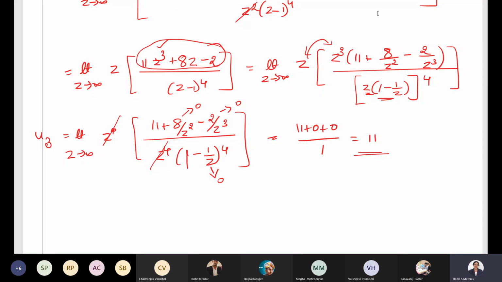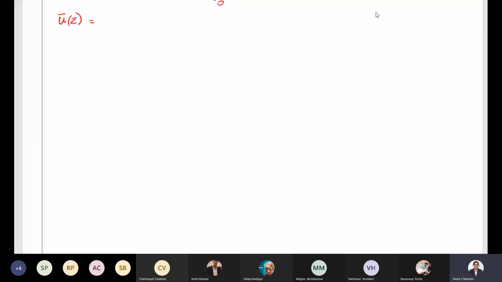So let me briefly revise this problem. What we have first done is, see, U bar of z will be given. Z transform of a function is given. Here in this case it was given to be 2z square plus 3z plus 12 divided by z minus 1 whole power 4. This U bar of z is given. We need to find u0, u1, u2 and u3.